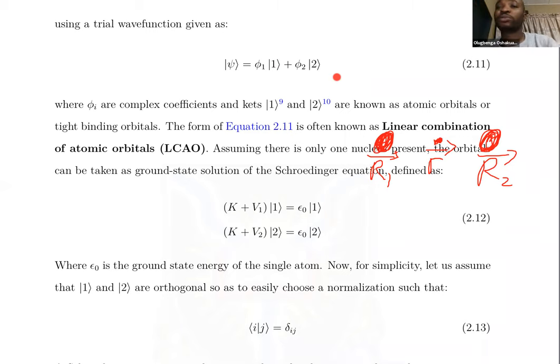And when you recall one of the opening expressions for this lesson, we spoke about the Schrodinger equation to be the product of Hamiltonian and wave function being equal to the product of energy and wave function.